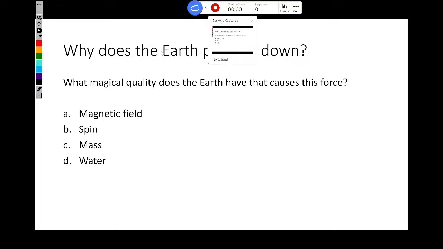What magical quality does the Earth have that results in this force? Is it the magnetic field of the Earth? Is it the spin of the Earth? The fact that the Earth is spinning? Is it the fact that the Earth has mass? Or is it the fact that the Earth has water on it? Why are you stuck to this Earth? What magical quality does the Earth have that results in this? What makes the Earth different than other things?